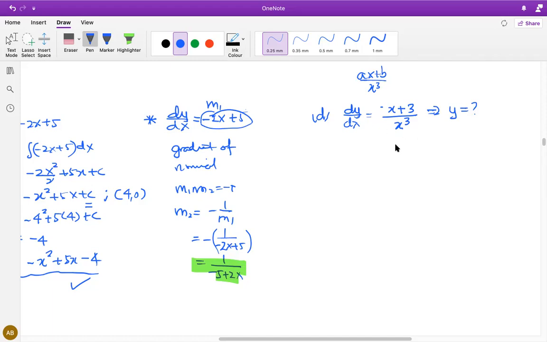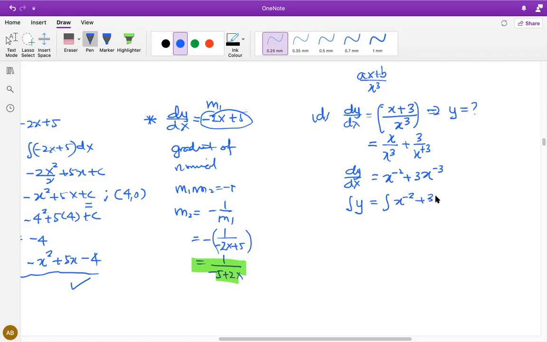So ask yourself whether we can integrate straight away. This one cannot, right? So what we do, we have to simplify. How to simplify? x over x cubed plus 3 over x cubed. So you get x to the power negative 2 plus 3 times x to the power negative 3. Sorry, this one is positive 3. So this is dy/dx. Now I can find my y.